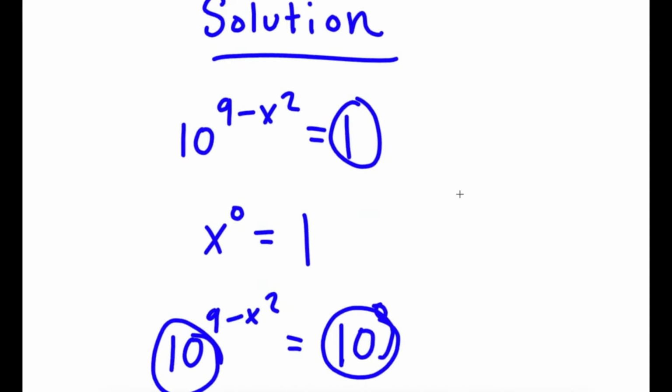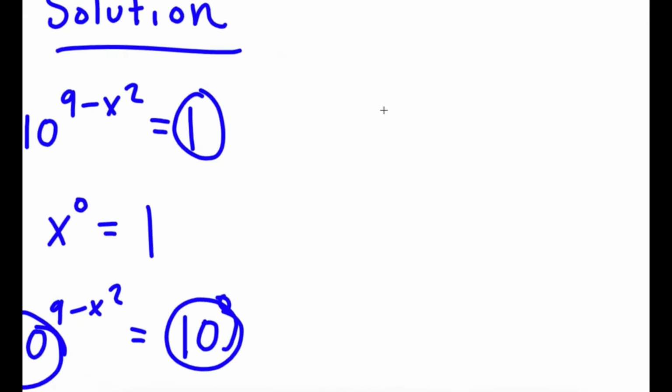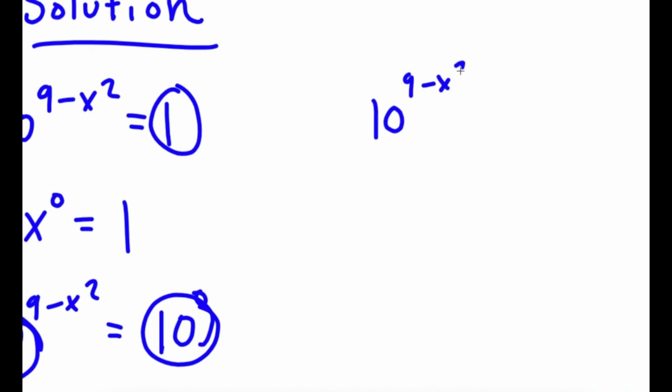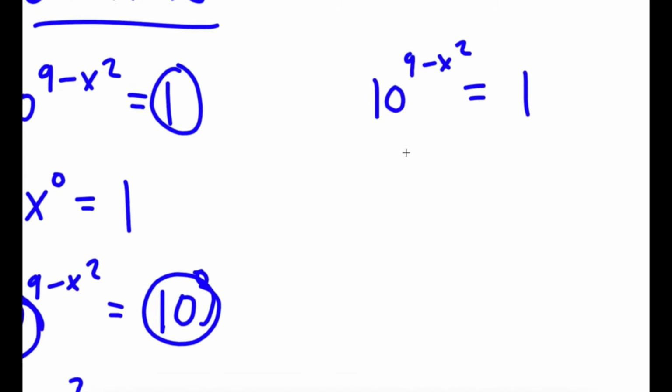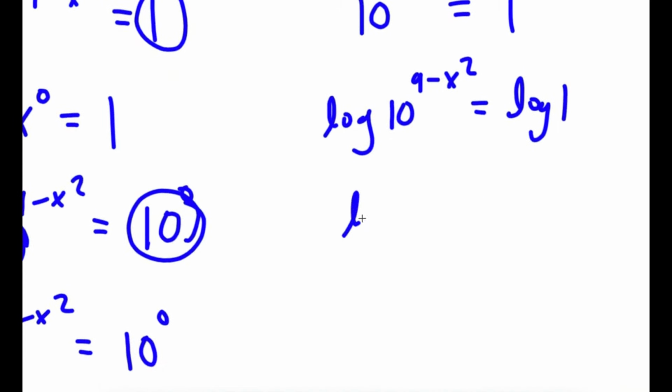So now I actually have another solution. So again, I have 10 to the power of 9 minus x squared is equal to 1. And this time I'm actually going to take the log on both sides. So I have log of 10 to the power of 9 minus x squared is equal to log 1. So now, log of 1, that's 0. So I have log 10 to the power of 9 minus x squared is equal to 0.